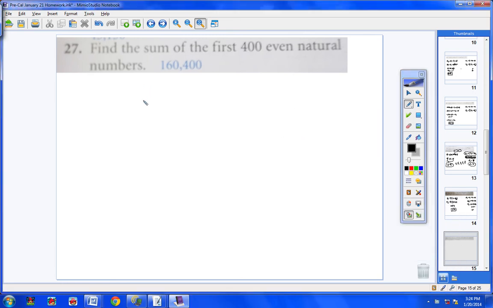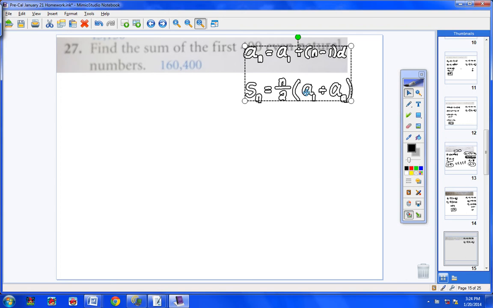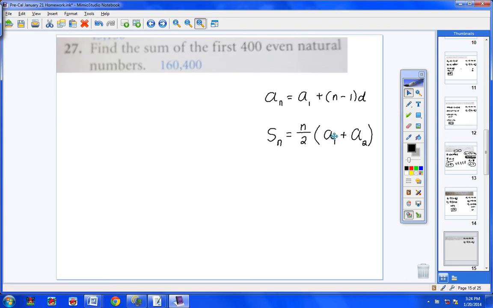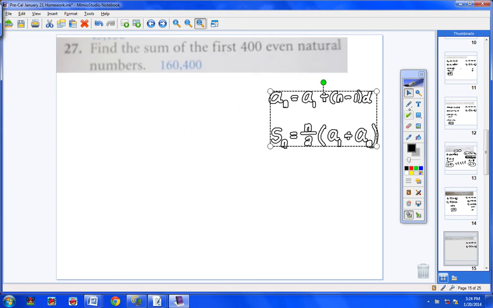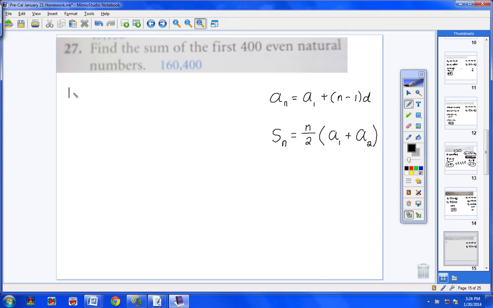All right, now on number 20 here, let me get our formulas up here. It says find the sum of the first 400 even natural numbers. Now natural numbers start at 1 and they're integers, so 1 plus 2 plus 3 plus 4. But it says the first 400 even natural numbers. So what we're trying to find the sum of here is 2 plus 4 plus 6 and so on until we get up to the 400th term. Does that make sense?